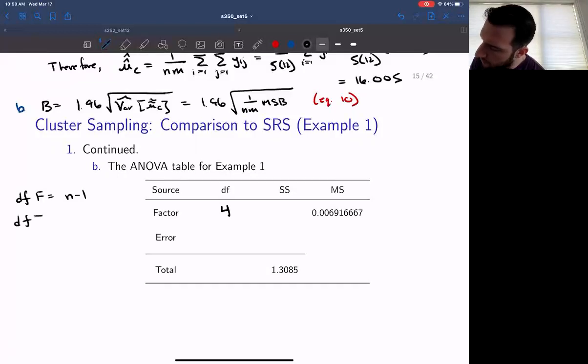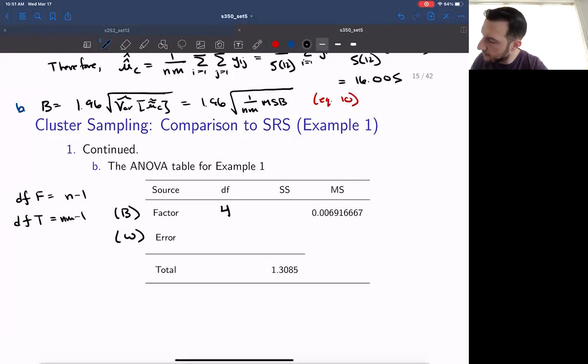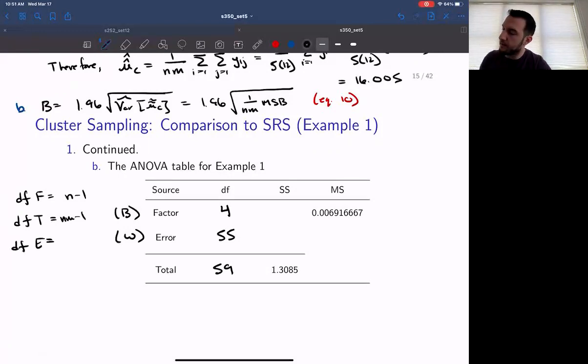And then the next thing that we would do is compute the DF total. This is going to be the between, and this is going to be the within. So the DF total is going to be n times m minus 1. So we have 5 times 12, which is 60, and 60 minus 1 is 59. And then the DF error is going to be the difference between the two, which would be n times m minus 1 in this case. 11 times 5 is 55, so that works out.